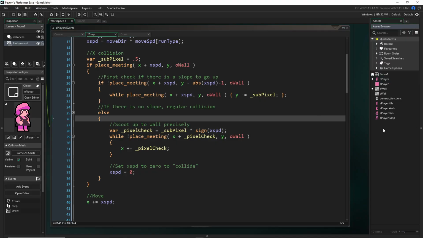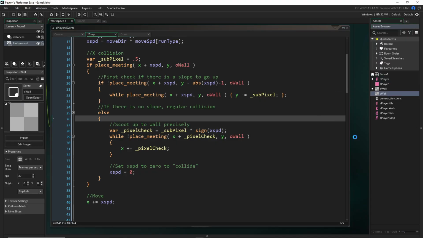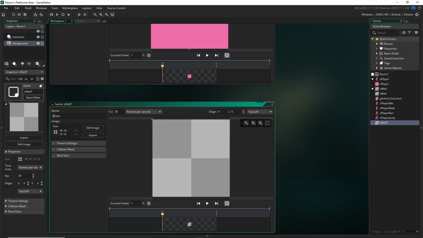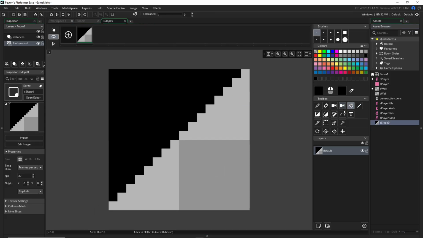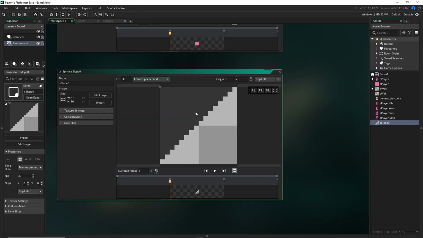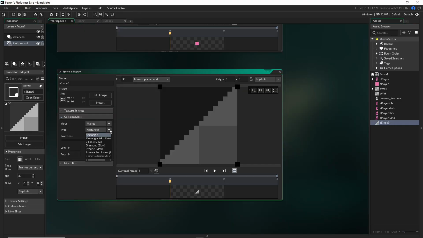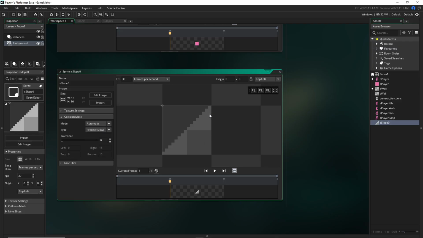I'm going to make 4 slope sprites really quick. I'm just going to right click, duplicate my wall sprite, call this slope 0. Then I'm basically just going to cut out a part of it like this. Look at that, slope 0. Then I'm going to go to my collision mask and I'm going to set it to be precise. You can set it to automatic or whatever you want, but the point is now only the filled in pixels will be part of the collision. This part is totally empty right here.